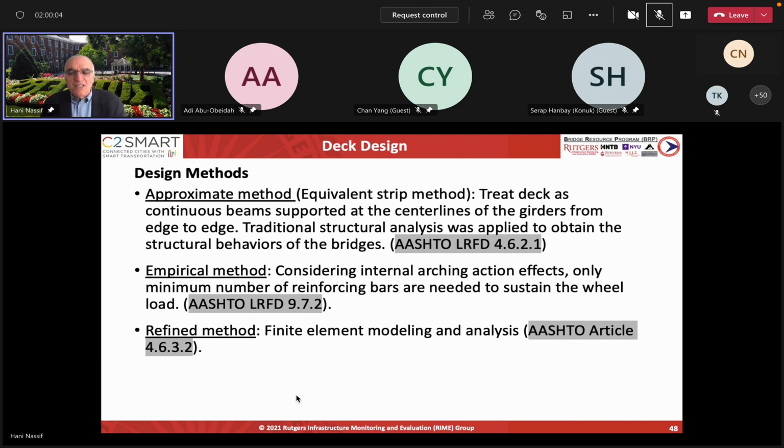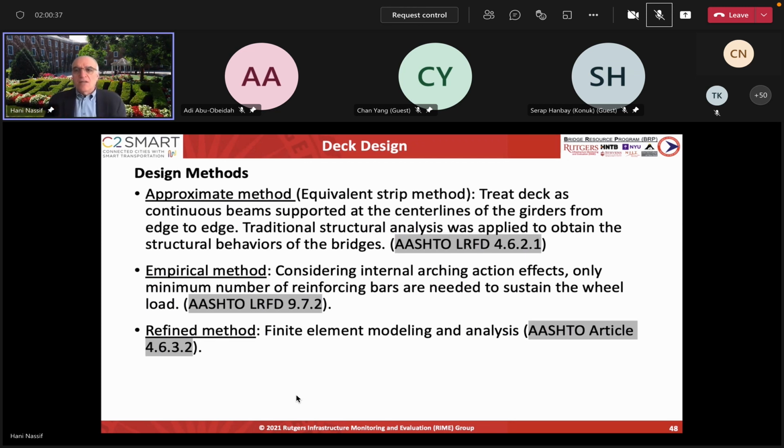In the early 70s, there was a lot of research done showing that the slab between the girders, especially if the girders are closely spaced, when you apply a load on it, doesn't behave as a flexural member only. It behaves like an arch, because there is this compression. You apply the load, and through the thickness of the slab it goes to the support, which is kind of an arching action.